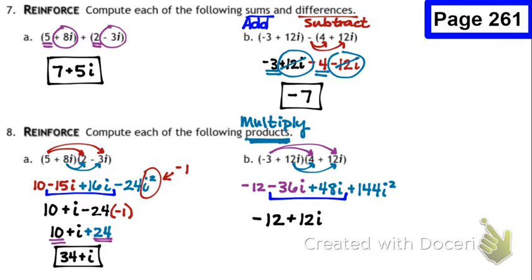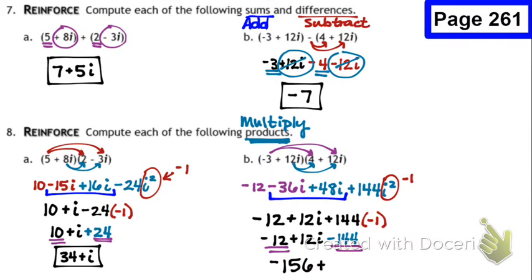What replacement can I make? Yep, we're going to replace this with a negative 1. So I have 144 times negative 1. Negative 144. Yep, negative 156 plus 12i.